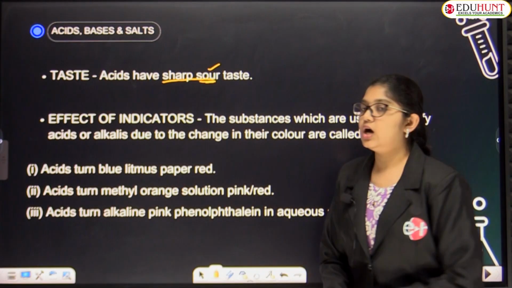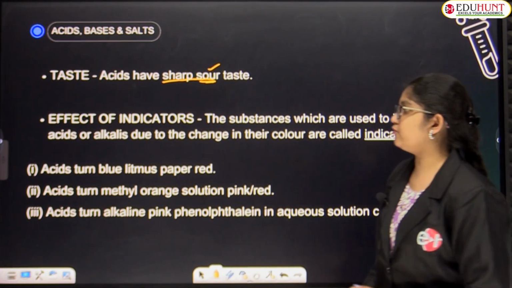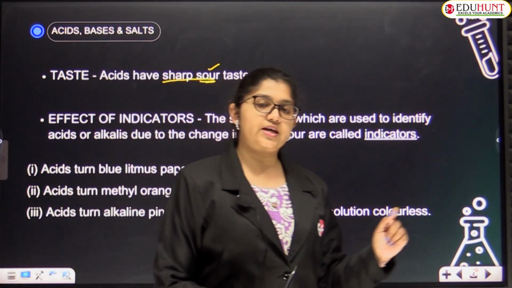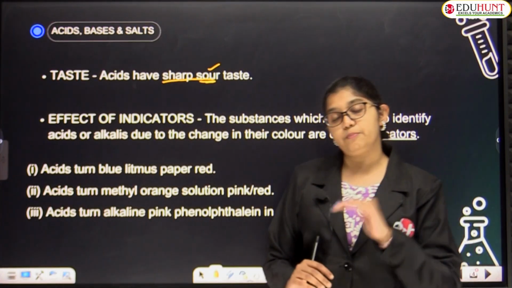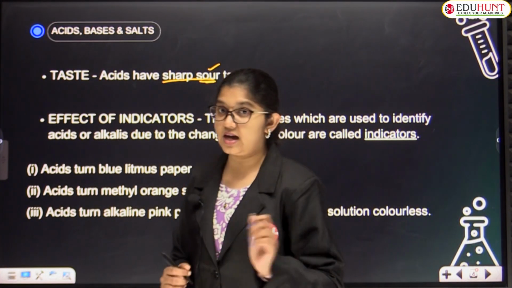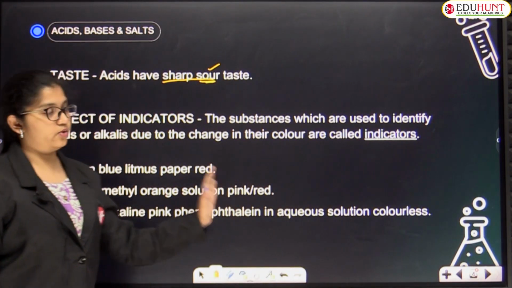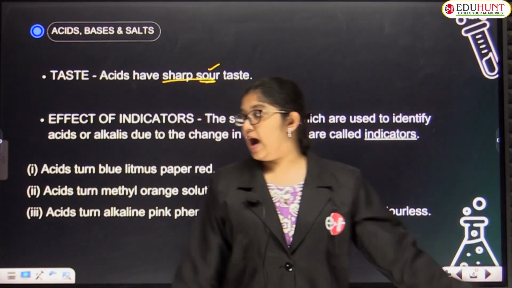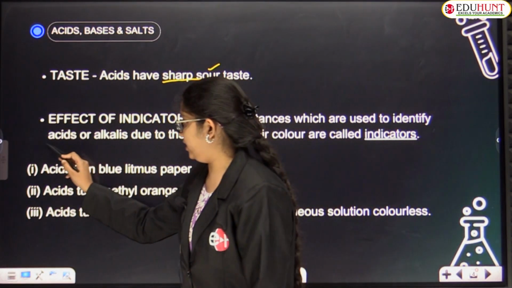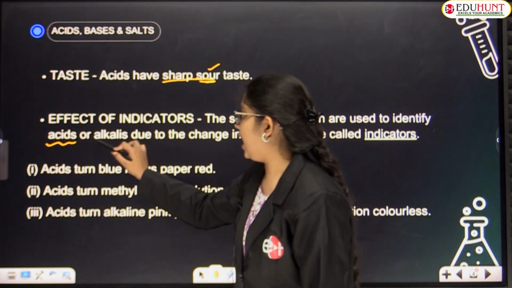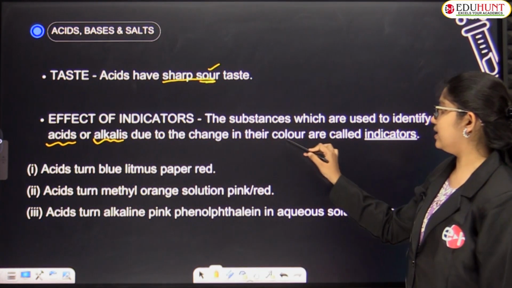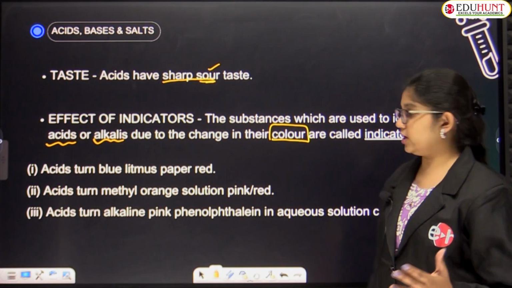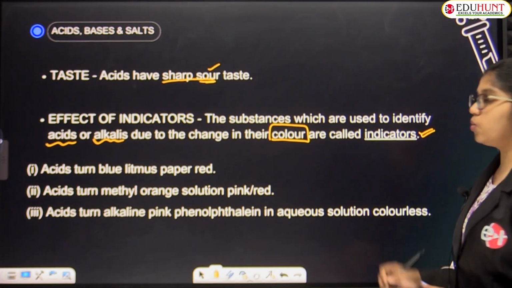Now, what is the second property, children? Effect of indicators. By some indicators, we can say that acids are present in that particular liquid. We'll see how these indicate through different colors. The substances which are used to identify acids or alkalis due to the change in their color, change in their color means the color changes, are called indicators. So what are indicators, children?